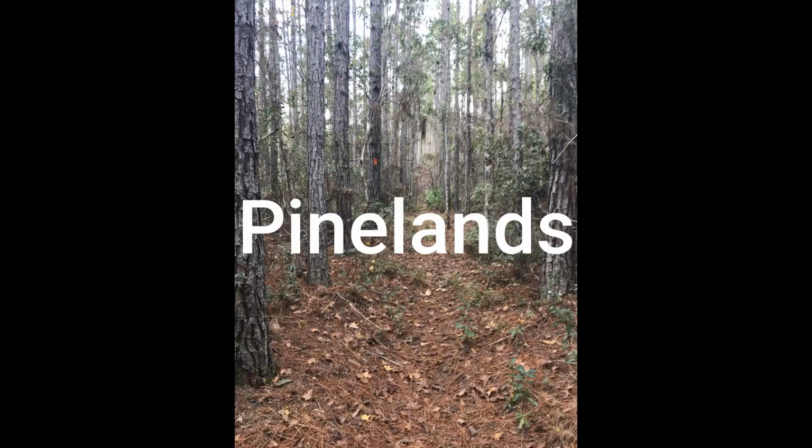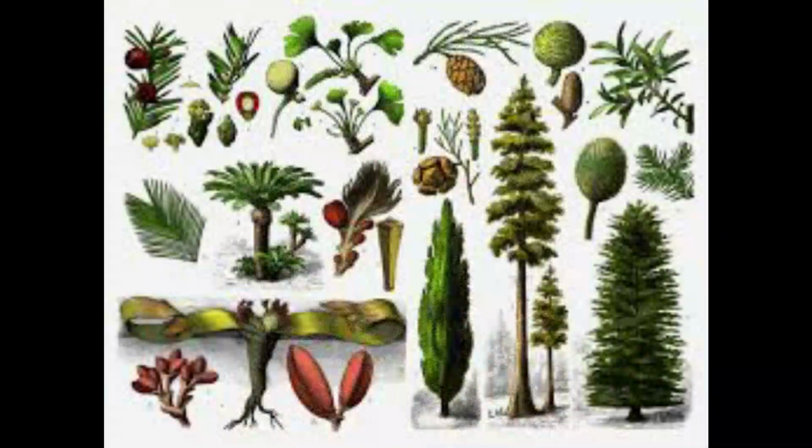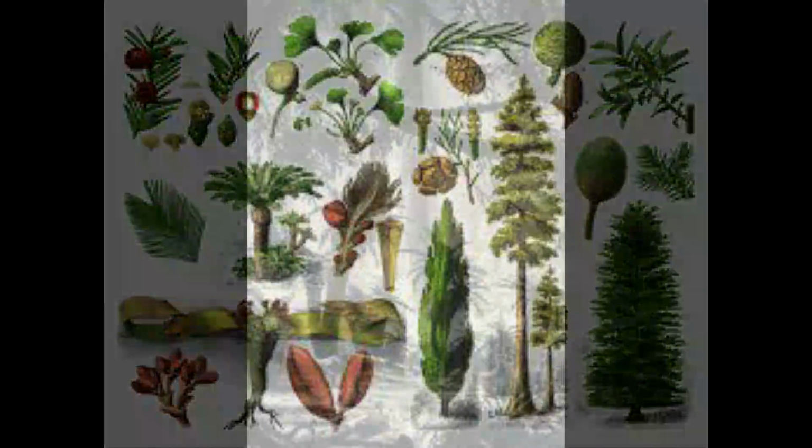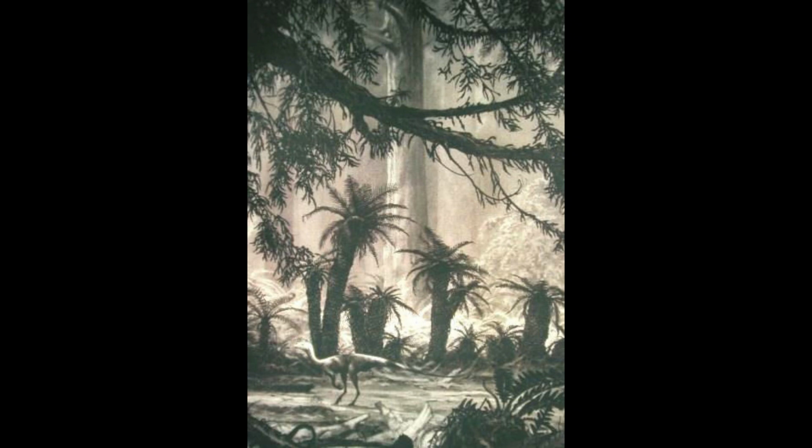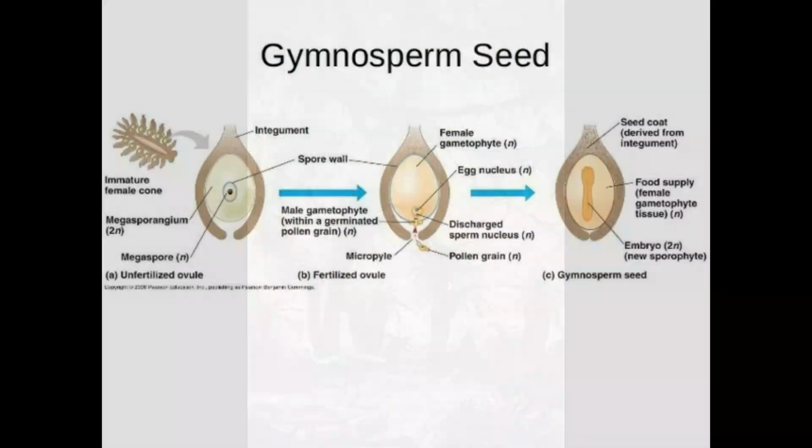Pinelands are the most extensive plant communities in Florida. As its name implies, pinelands are dominated by pine trees. Pines are conifers, a type of gymnosperm, the oldest form of seed-bearing plant. A gymnosperm's seeds are covered with a hard coating that allows them to remain viable for long periods and to disperse over large ranges.